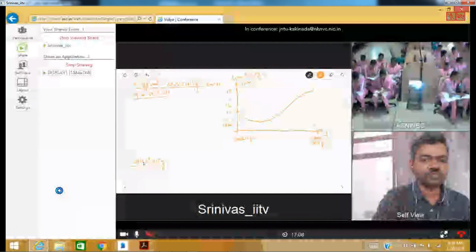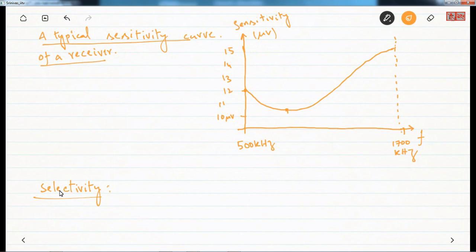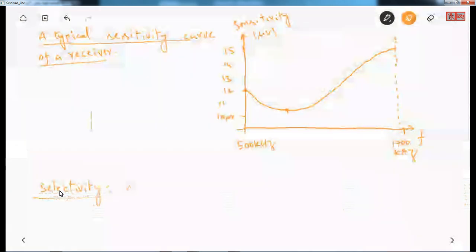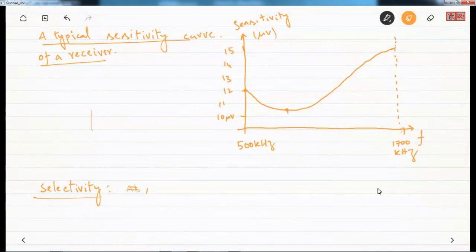Next we will discuss selectivity. What is selectivity? Selectivity is nothing but the ability to reject unwanted frequencies.